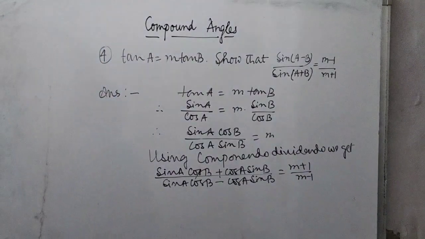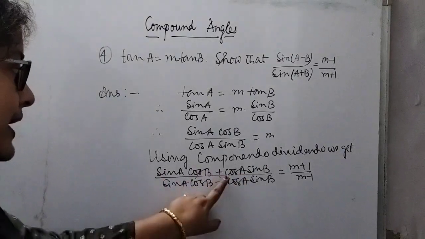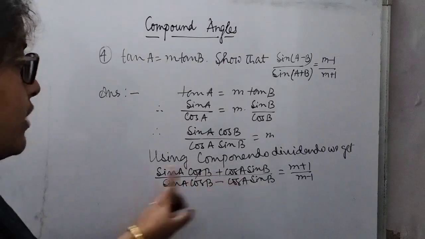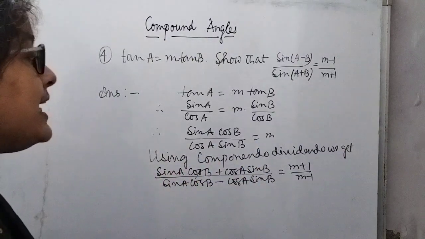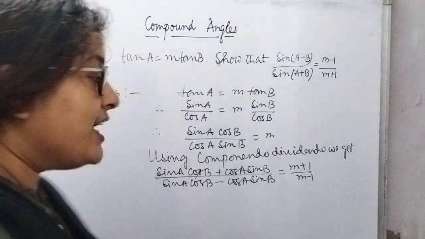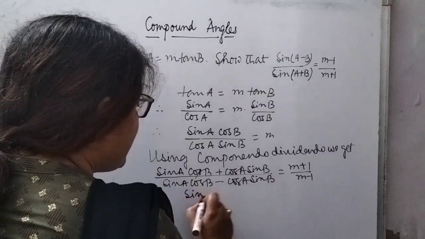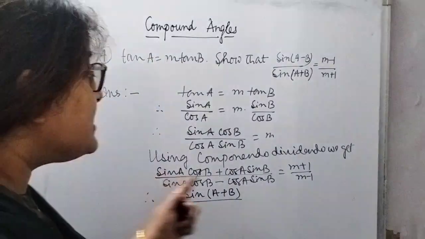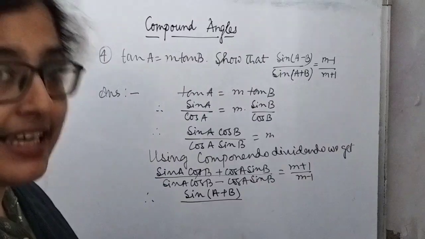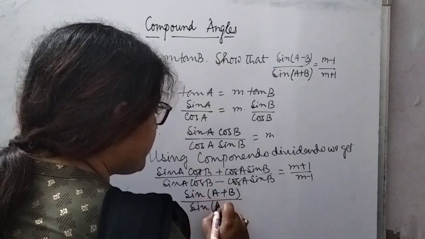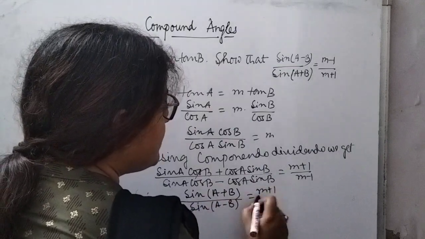Okay. Now look at the expression. Here it is sin A cos B plus cos A sin B by sin A cos B minus cos A sin B. Right? Now the above portion will give us sin A plus B, isn't it? Just use that identity. So here we get sin A plus B in the numerator, and now you pause the video and think, what does this denominator portion give us? Yes, it is giving us sin A minus B, right? Sin A minus B. And this is equals to m plus 1 by m minus 1.